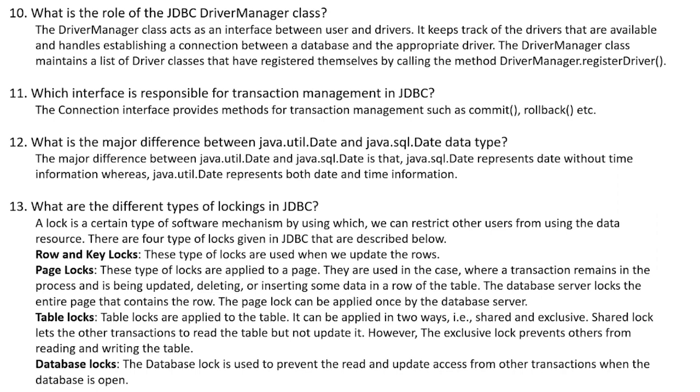The database server locks the entire page that contains the row. The page lock can be applied once by the database server. Table locks. Table locks are applied to the table. It can be applied in 2 ways, i.e., shared and exclusive. Shared lock lets the other transactions read the table but not update it. However, the exclusive lock prevents others from reading and writing the table. Database locks. The database lock is used to prevent the read and update access from other transactions when the database is open.